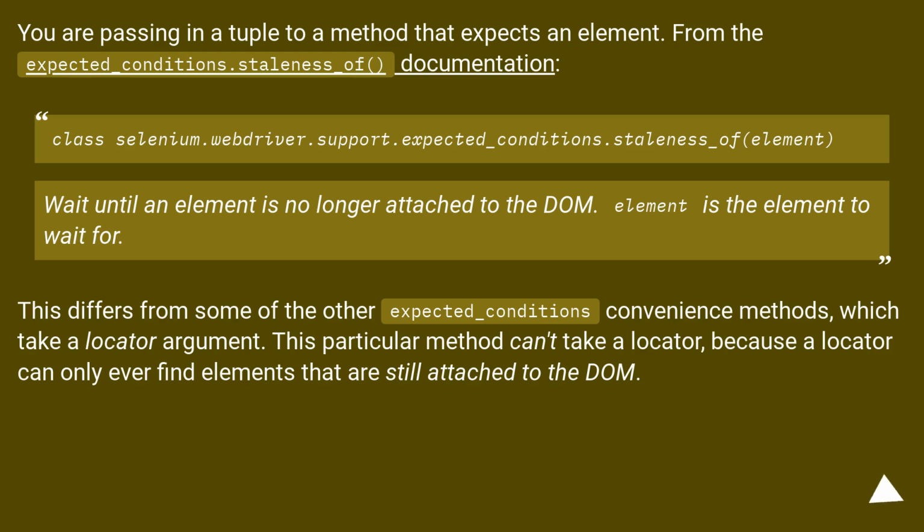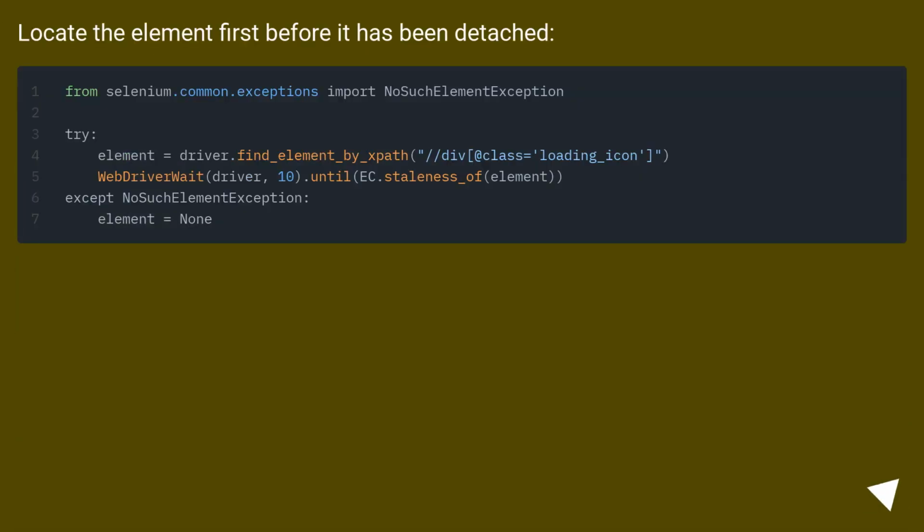This differs from some of the other expected_conditions convenience methods, which take a locator argument. This particular method can't take a locator, because a locator can only ever find elements that are still attached to the DOM. Locate the element first before it has been detached.